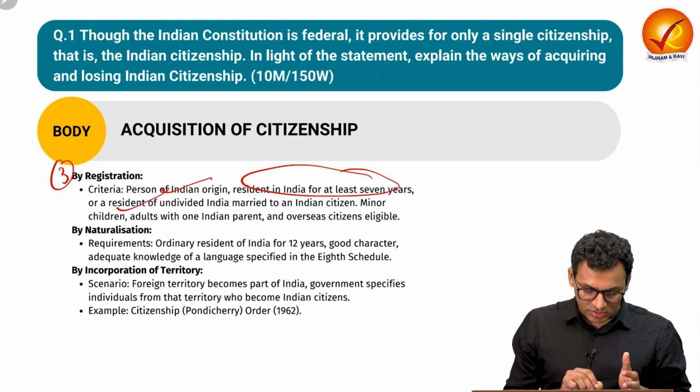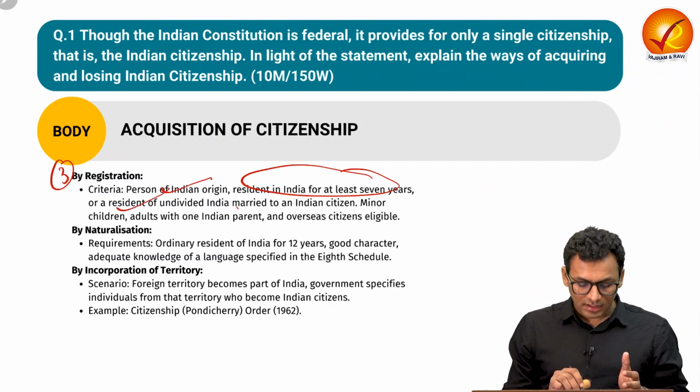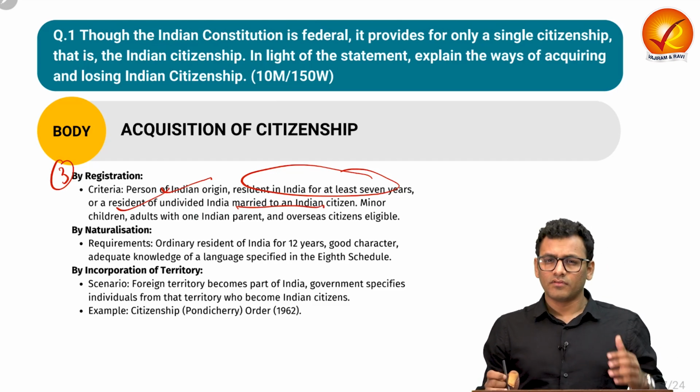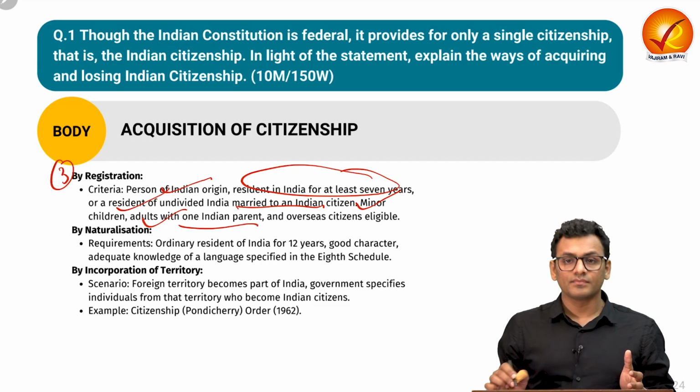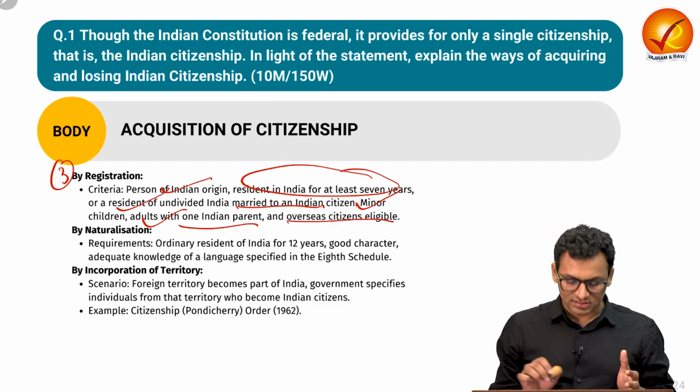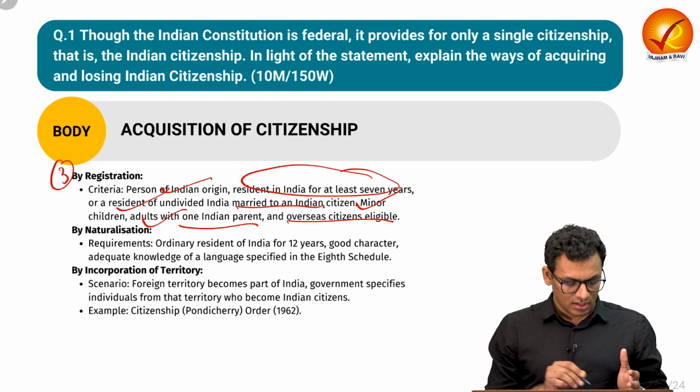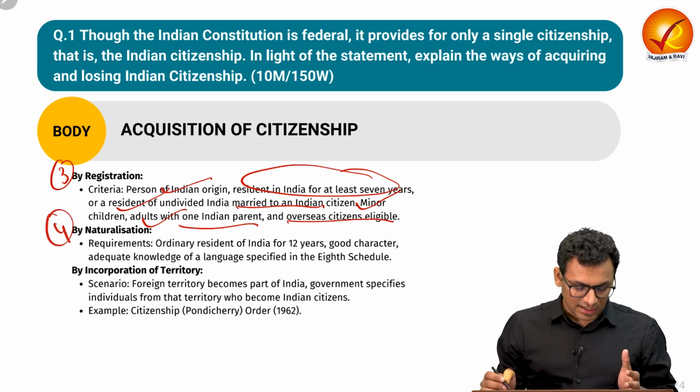Or we can also talk about the resident of undivided India who is married to an Indian citizen. We also have certain different criteria for minors and adults, where one parent is Indian, and for overseas citizens who are eligible for the same. The fourth process is by naturalization.